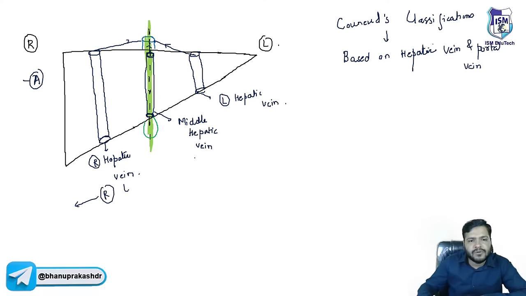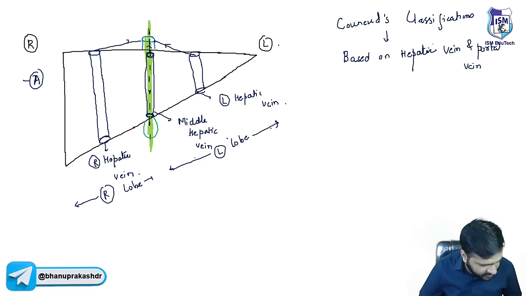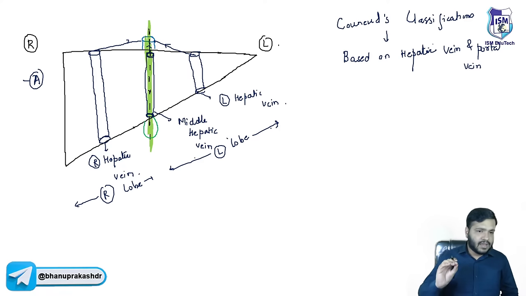We have the right lobe and we have the left lobe. Now, beta, tell me, the right lobe is divided into two parts, okay? One lateral to the right hepatic vein and one medial to the right hepatic vein. Do you agree with my statement?